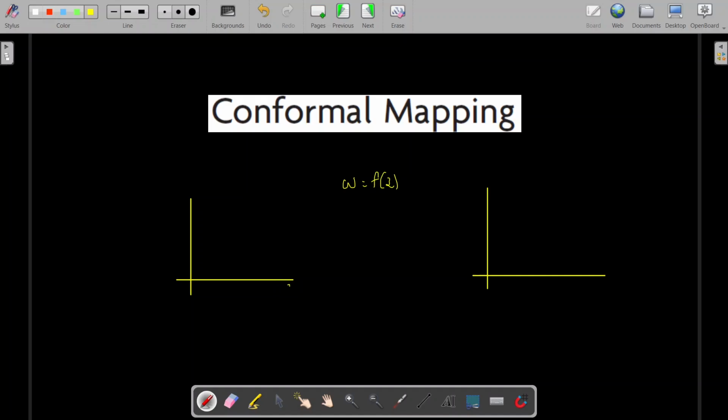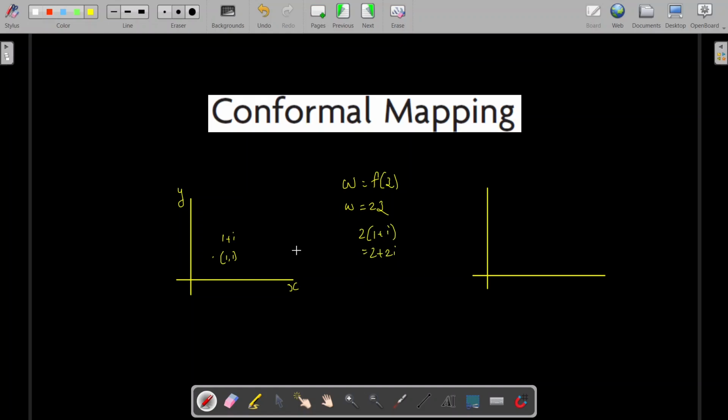So in the z plane, that is in the xy plane, suppose you have a point, let it be (1, 1). That is, it represents the complex number 1 plus i. And suppose you have the map w is equal to 2z. So this point 1 plus i will map to the point 2 times (1 plus i), that is equal to 2 plus 2i.